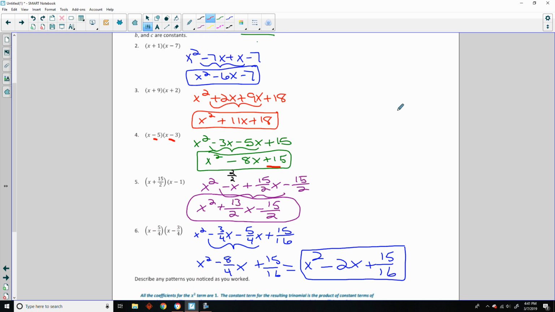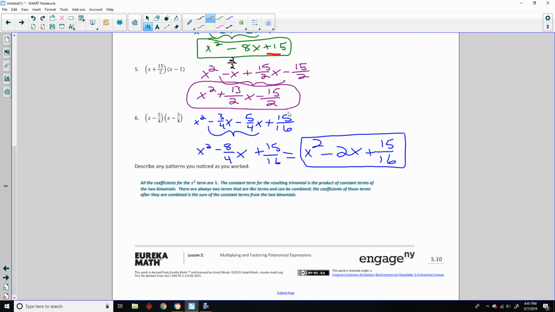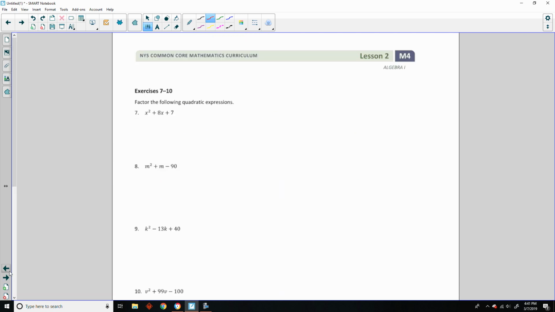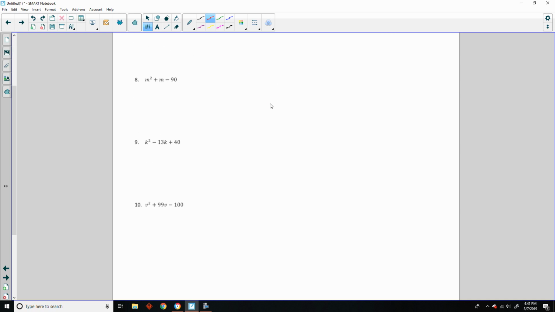So there's a shortcut. If I see this now, I'll just write x squared, then 1 minus 7 is negative 6, and write the x after it, and then the product of 1 and negative 7 is negative 7. So it's kind of a shortcut to do that. Okay. Factor the following quadratic expression. So now try that knowing that shortcut, and then we'll come back.